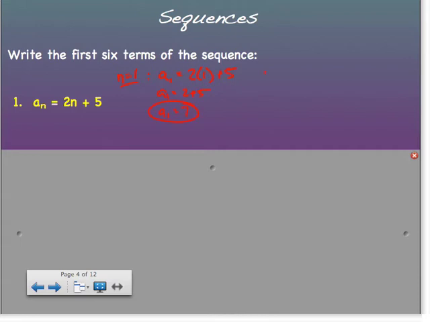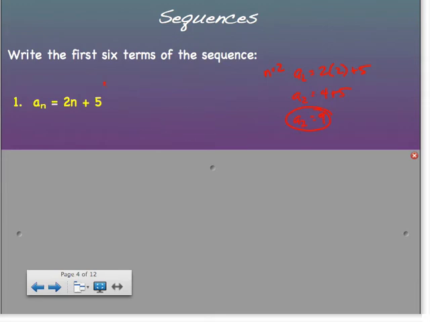If I do n equals 2, my next term, I'm going to get a sub 2 is equal to 2 times 2 plus 5. So that means a sub 2 is equal to 4 plus 5. That means a sub 2 is equal to 9. Okay, so just for me to create some space here, I'm going to go ahead and do the next one.